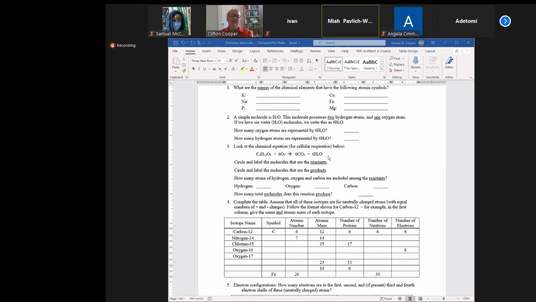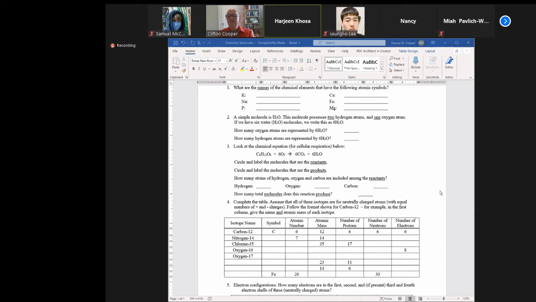12 hydrogen. 12. Oxygens? 18. That's 18. And 6 times 2 and 6 plus 6 times 1. Carbons? 6. Here's the part that often trips people up. How many molecules are on this side? 12. Yes, 12. People often come up with 36, and I think what they're doing is counting up all the atoms. But this is saying 6 carbon dioxide molecules plus 6 water molecules.